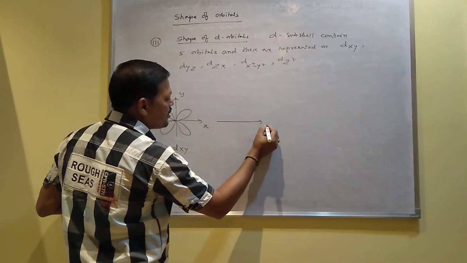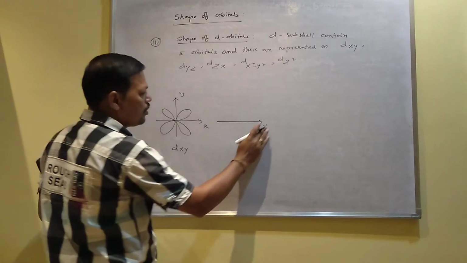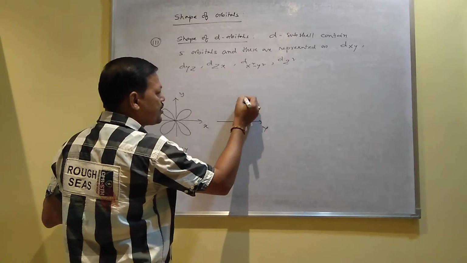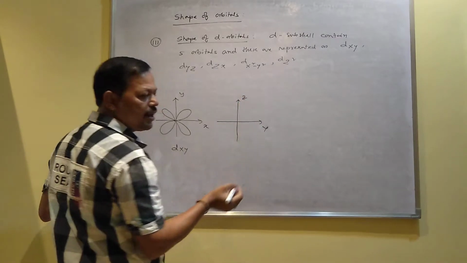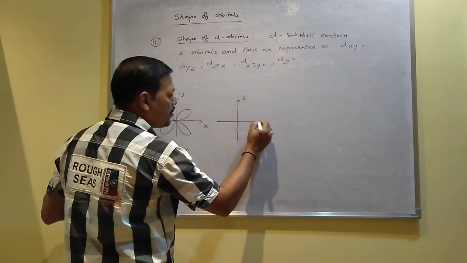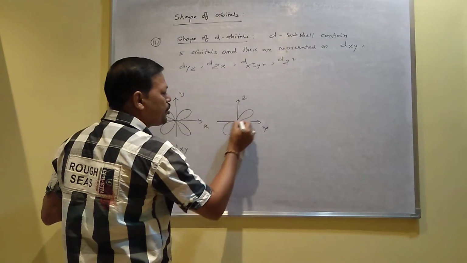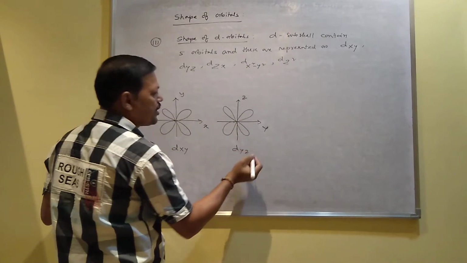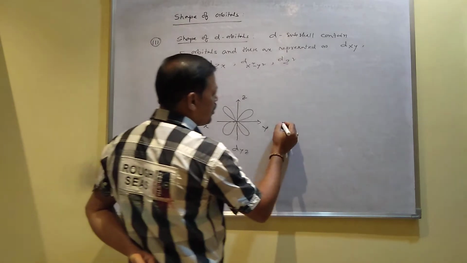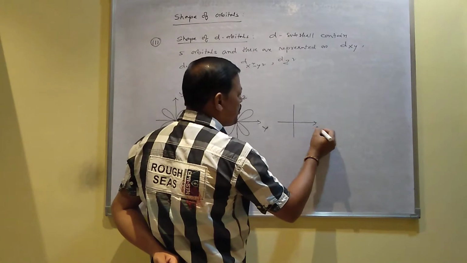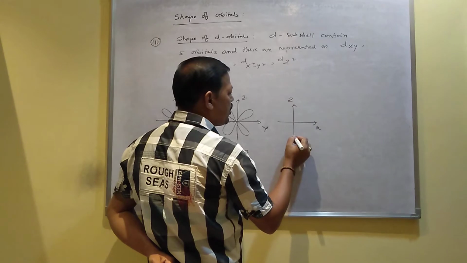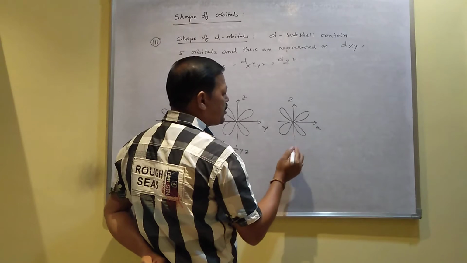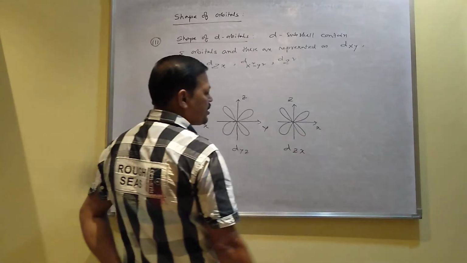This is x-axis. Suppose this is y-axis. This is your z-axis. You can consider any axis as x, y, z. If the dumbbells are present in between y and z, then this is called dyz. Suppose the dumbbells are present in between x and z, like this, then it is called dzx.